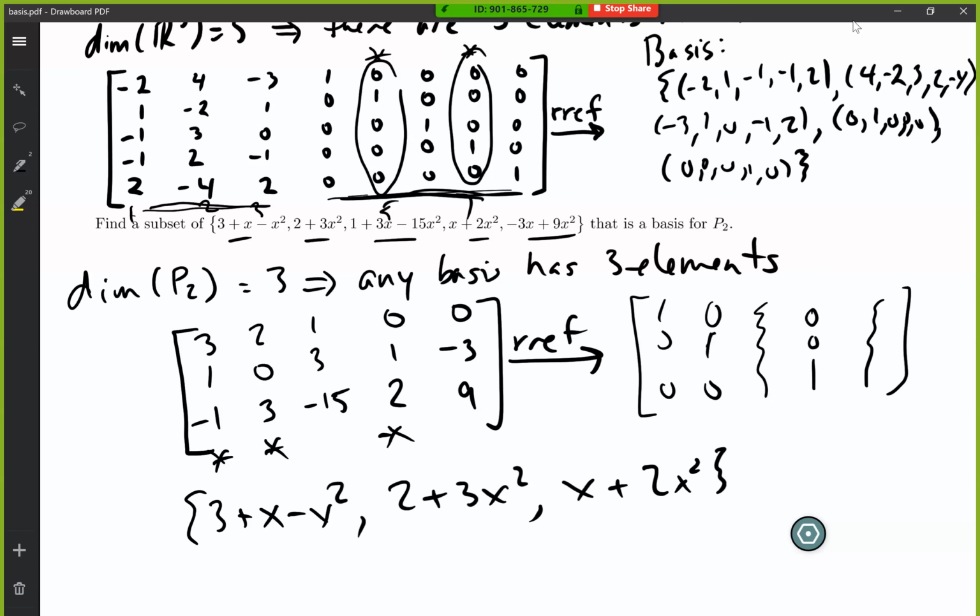Questions about that one or the previous one? It's a fairly straightforward process to do it, right? Notice that this is all going back to the idea of solving systems of linear equations, like we talked about at the beginning of the semester. It's just an idea of putting it in the matrix and row reducing.